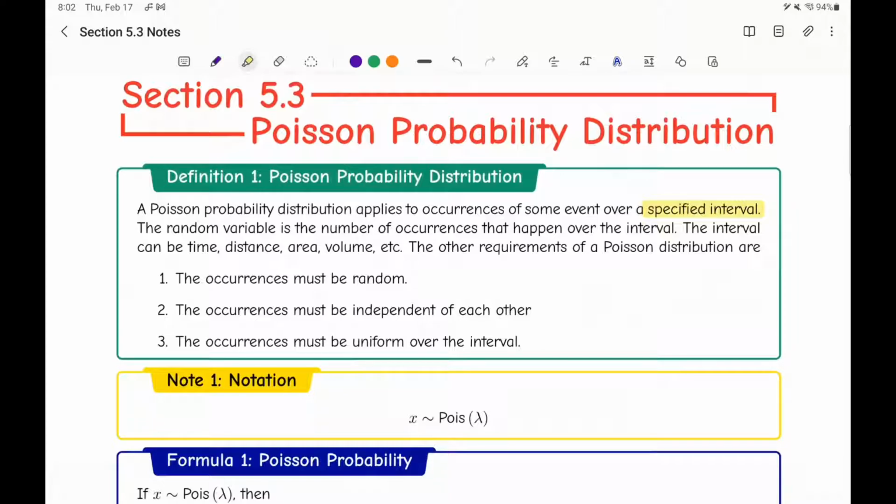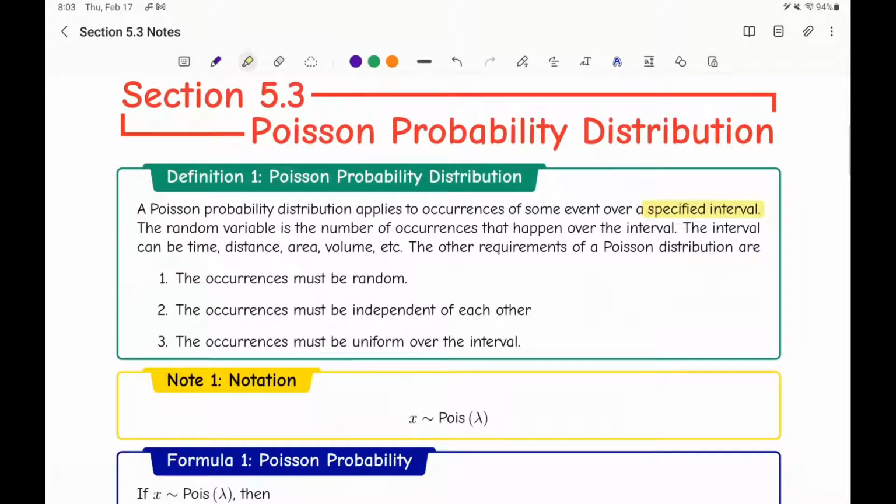So this interval is actually a continuous variable, but the random variable, where we're just counting the number of occurrences, is a discrete variable. The other requirements of a Poisson distribution are the occurrences must be random, the occurrences must be independent of each other, and the occurrences must be uniform over the interval. Technically, all three of these are required. Picking random is easy enough, but for making sure that they're independent or that they're uniform, you can almost just assume those last two.